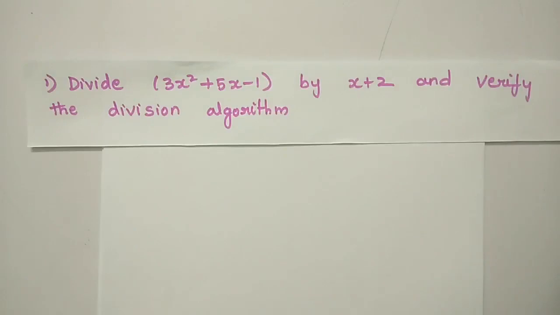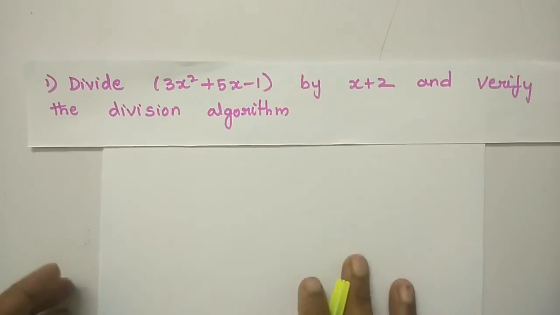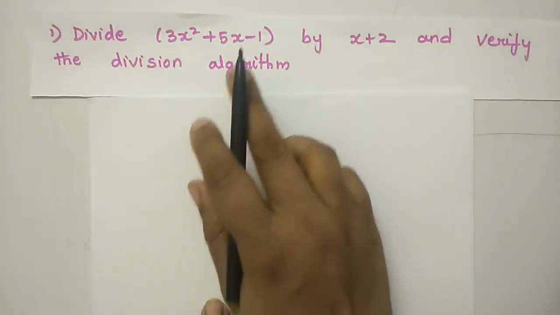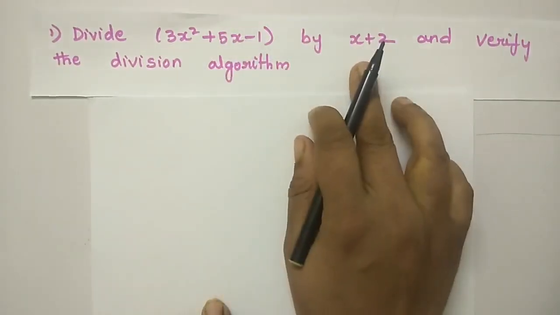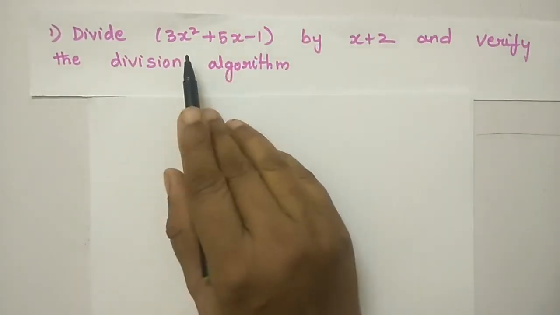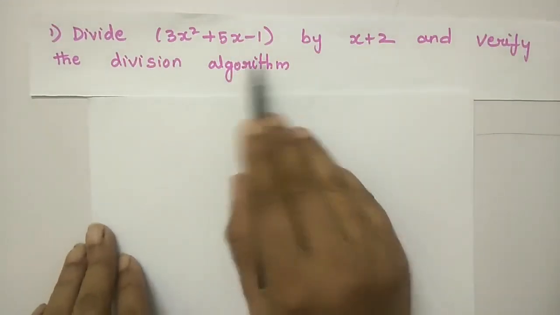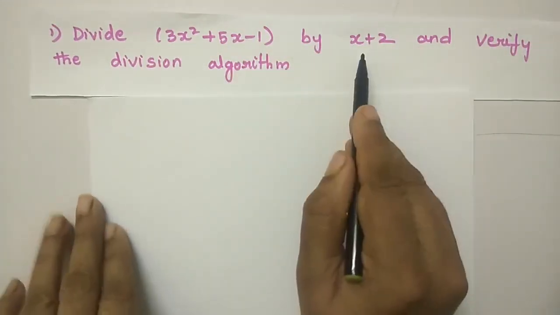First problem: divide 3x square plus 5x minus 1 by x plus 2 and verify by using the division algorithm. This is the problem given. Now let us go into the solution. In this problem, this is the dividend and this is the divisor. They asked to divide this polynomial by this polynomial, is it not? So they have clearly given this is p of x and this is g of x.